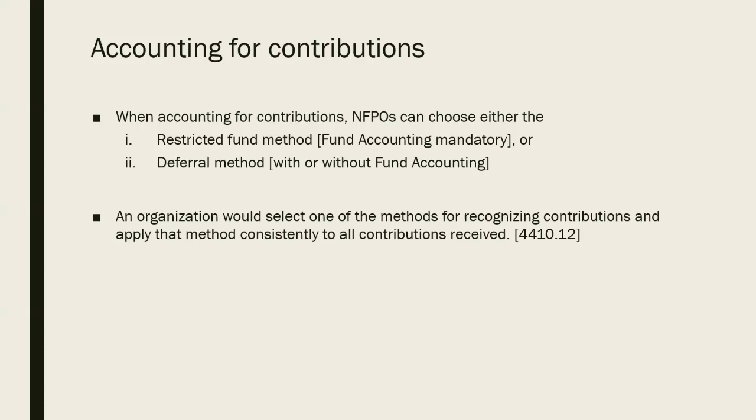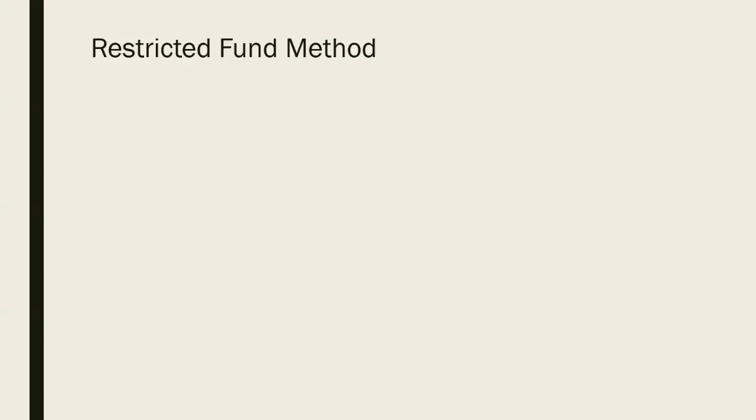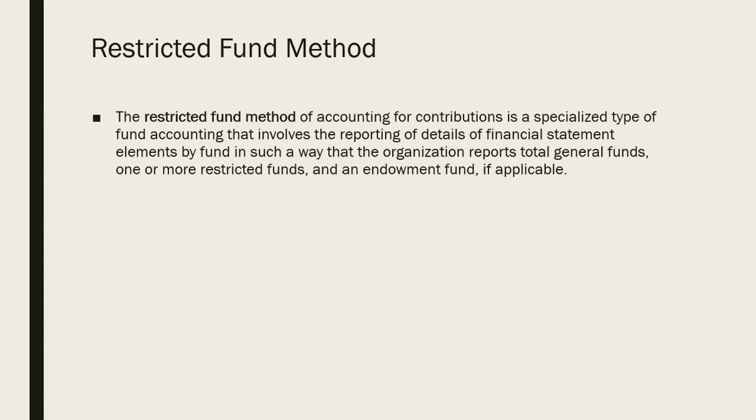Take a look at each one of these in slightly more detail. The restricted fund method is a specialized type of fund accounting that involves the reporting of details of financial statement elements. Remember, financial statement elements are assets, liabilities, net assets, revenues, expenses, and so on, by fund. So reporting of financial statement elements by fund in such a way that the organization reports total general funds, one or more restricted funds, and an endowment fund if it is applicable.